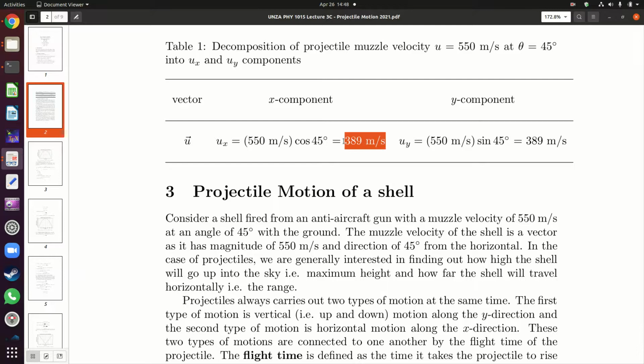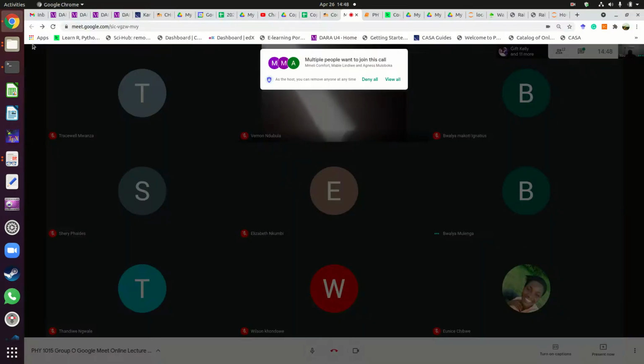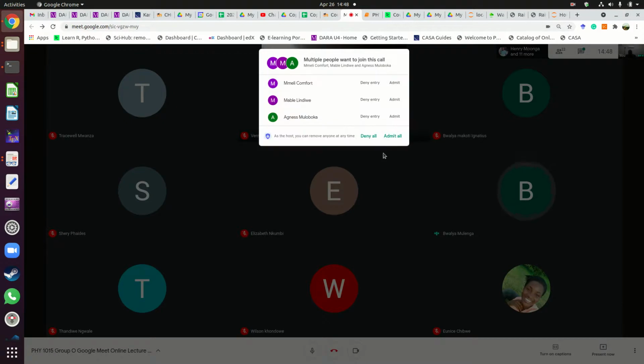Are we clear? The acceleration only happens when the projectile is moving away from the surface of the earth, when it's going up, and when it's coming back to the surface of the earth. That's when acceleration happens.